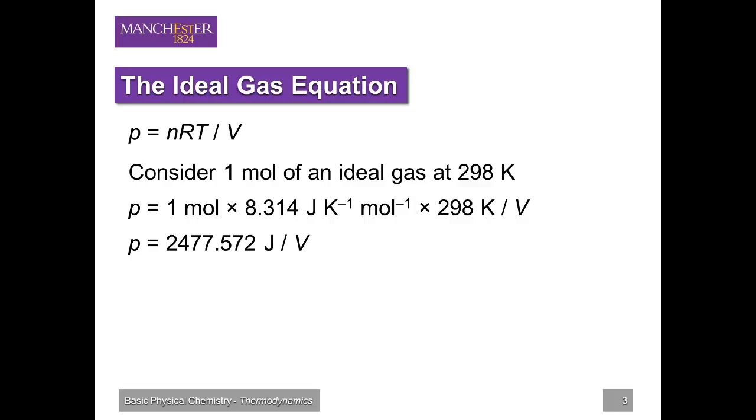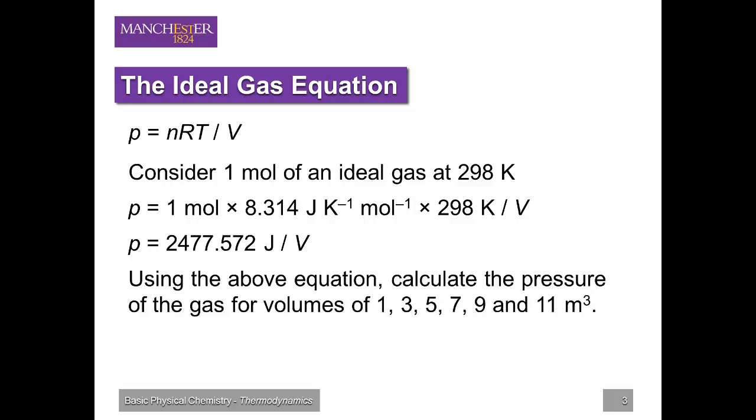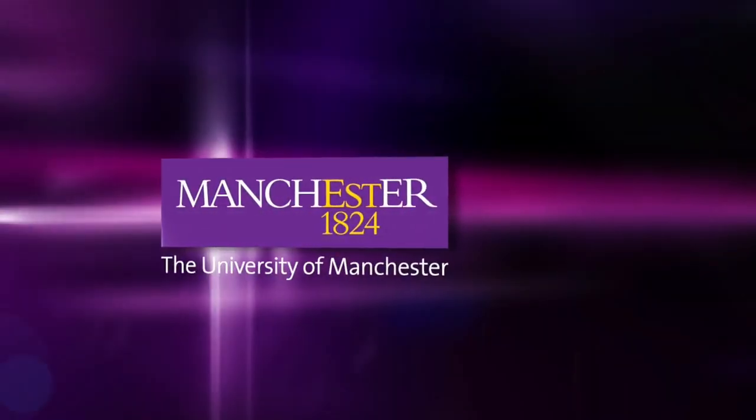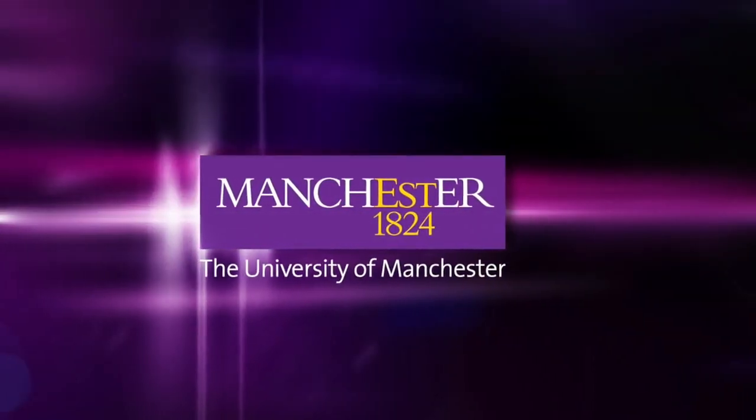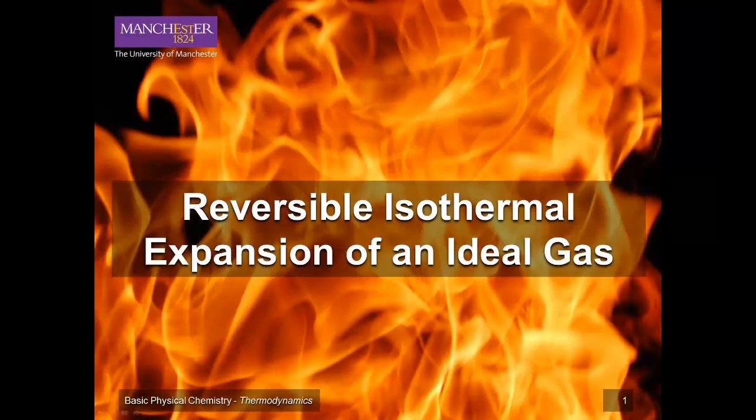Using this equation, pause the video and calculate the pressure for 1 mole of an ideal gas at 298 K at the following volumes: 1, 3, 5, 7, 9 and 11 meters cubed. Make a list of the volumes and their associated pressures. Once you have done this, unpause the video.